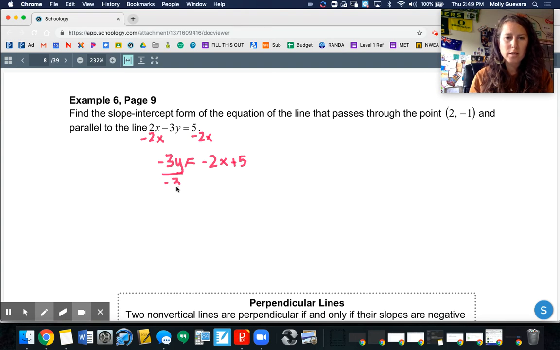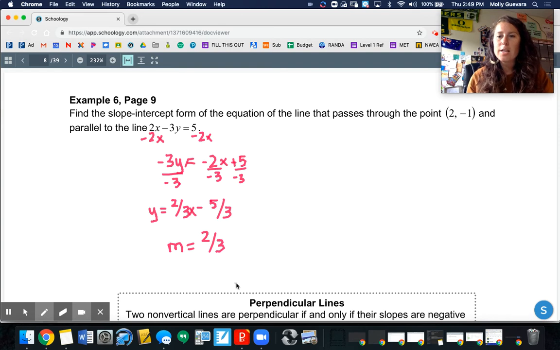When I divide by negative 3, I need to divide all these pieces by negative 3. So I get y is equal to negative 2 over negative 3, that's going to give me positive, and then this is minus 5 over 3. Oh, I forgot my x. Thank you. So this tells me that my slope is 2 over 3.